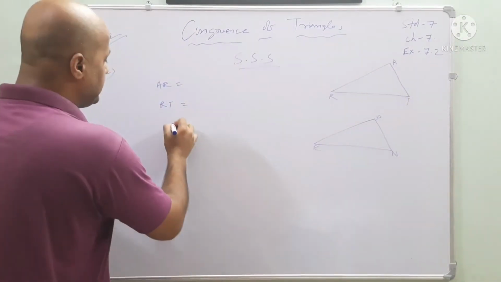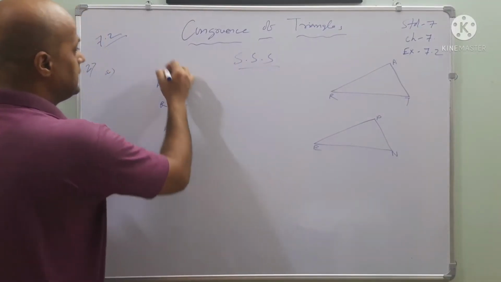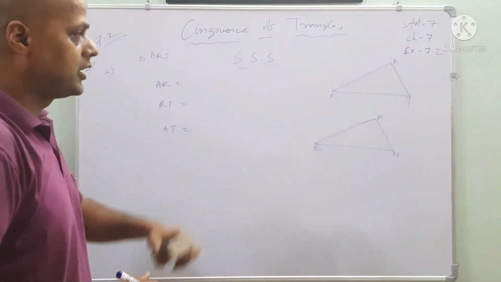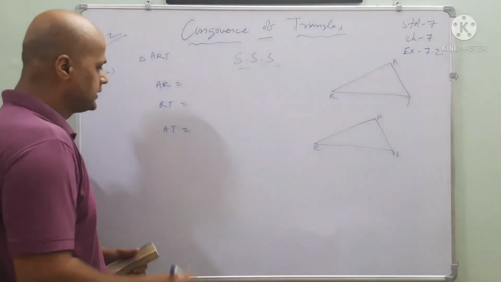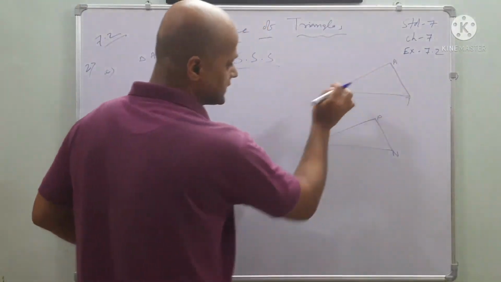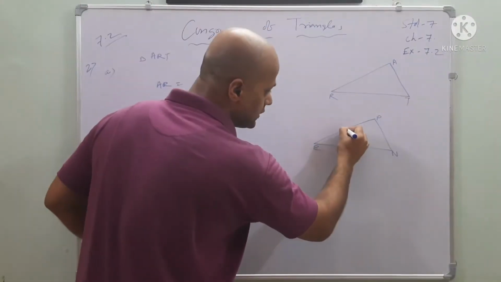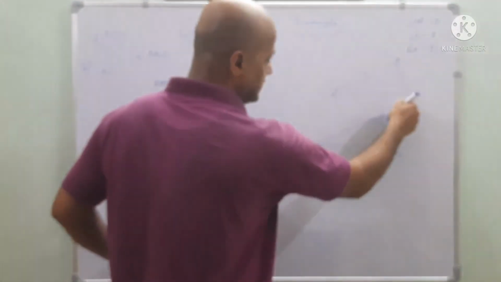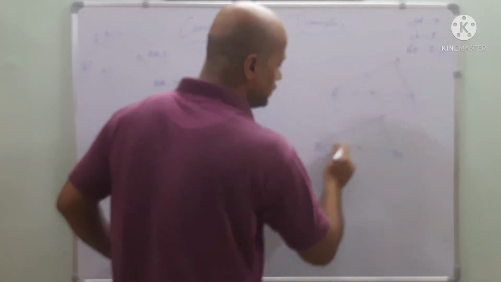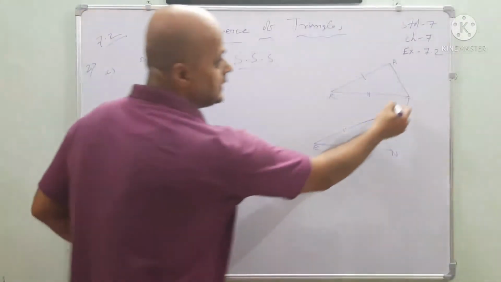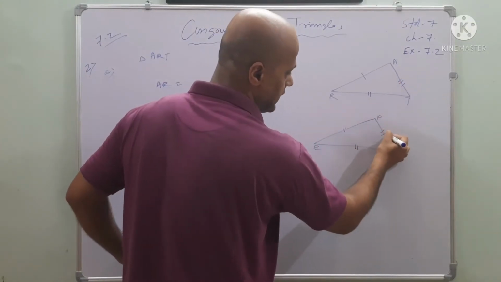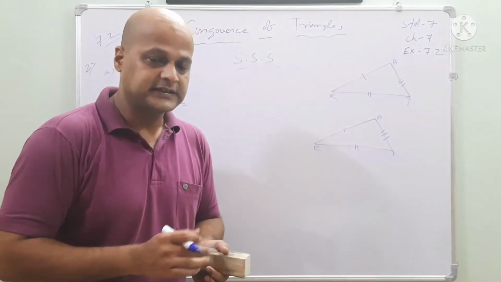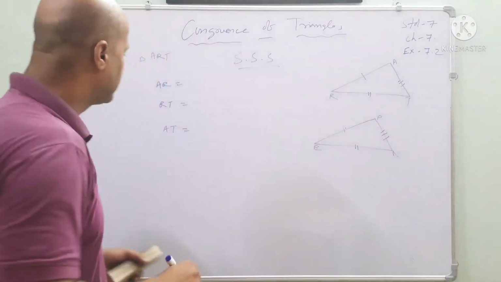Next, AT. Here triangle ART is given, and it is asking which side of PEN is equal. Let's go for it. AR is the bigger side, equal to PE. RT, the base, is equal to EN. AT is one of the sides. So first you have to apply the hints in the figure, then you can write the answers.